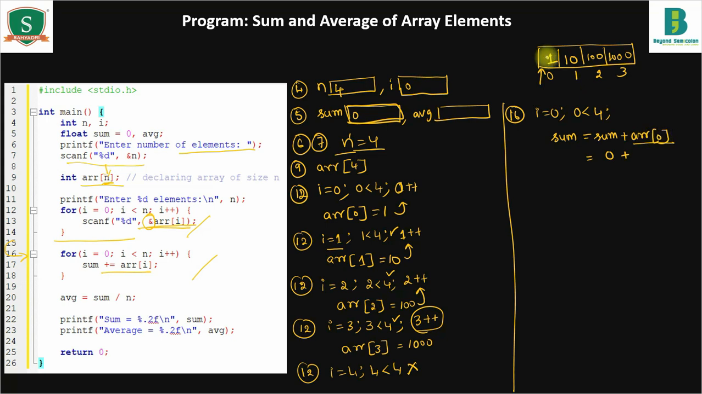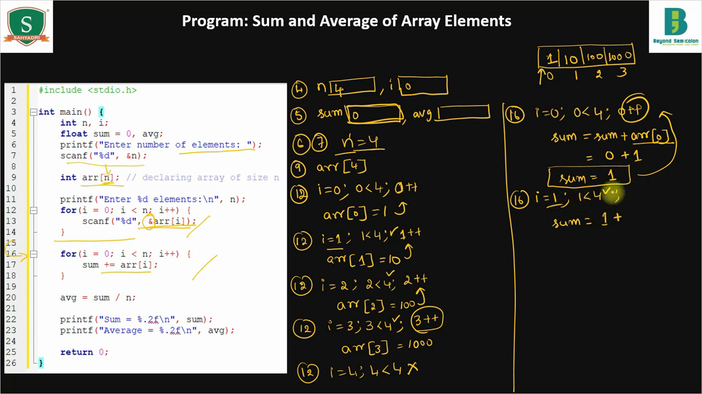Now array of 0 is 1. So sum is equal to 1. From here I value gets updated, that is 0 plus plus, comes back to the 16th statement. I is equal to 1, because here 0 plus plus will make I value as 1. 1 less than 4, condition is true. Sum is equal to sum plus, already what is the sum value? Sum value is 1. 1 plus I value is 1, that is array of 1. Array of 1, in the first index we have 10. The answer will be 11.